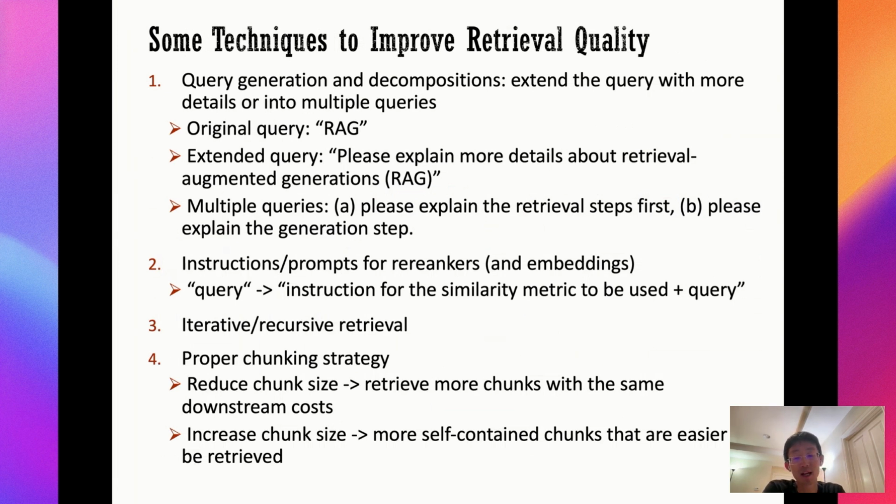The reason is that if you reduce the chunk size, then you can retrieve more chunks with the same downstream cost. If you're sensitive to downstream cost, then you may want to use smaller chunks in return for more retrieved chunks. And when you have more retrieved chunks, there's more chance that you hit something useful. On the other hand, if you increase chunk size, then your chunks will be much more self-contained, and they are easier to retrieve. And you have to balance these two factors.